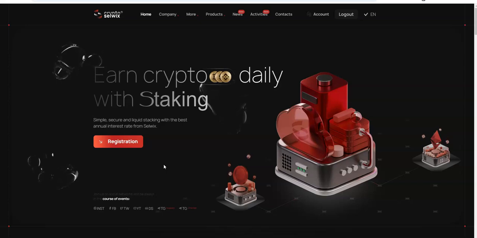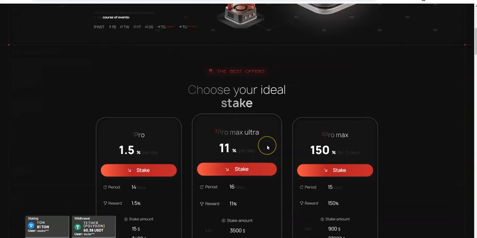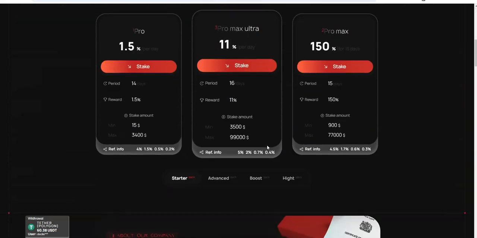All right, let's take a look over here at Selwix. Selwix: earn crypto daily with staking. Simple, secure, and liquid staking, with the best annual interest rate from Selwix. All right, it hasn't been a week yet, but I've been here for several days now, so I thought I'd check back in. It's been consistently running for quite some time, so I wanted to see what we've got going on here.